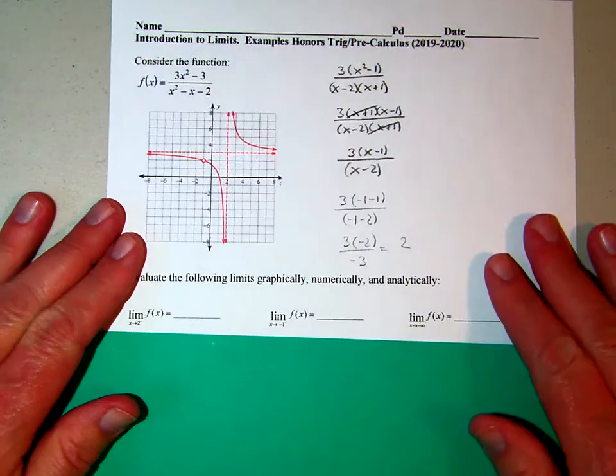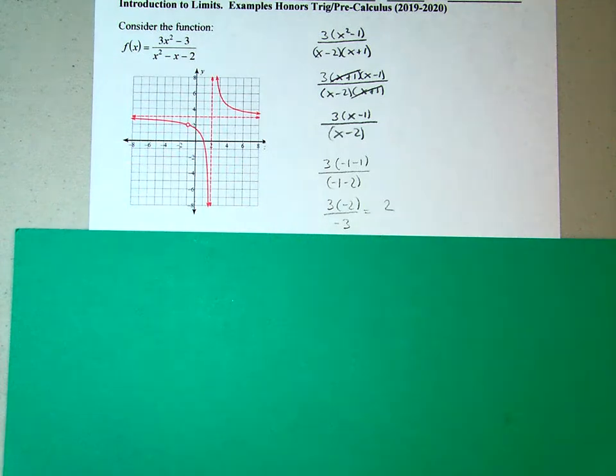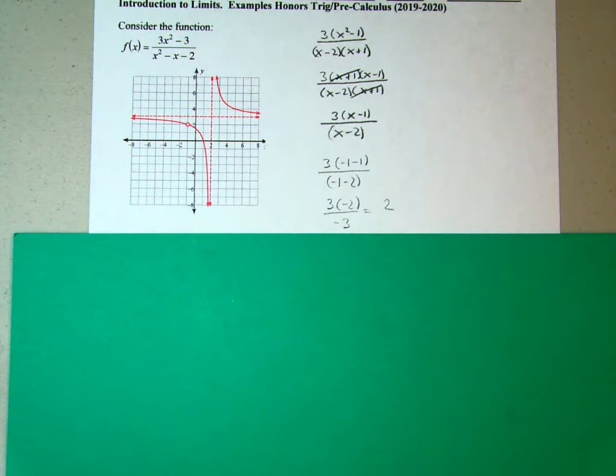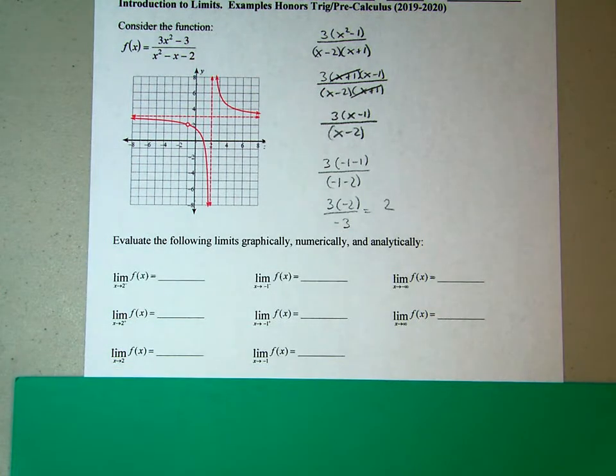All right, first problem that we're going to be looking at is this one right here. We have the function 3x squared minus 3 over x squared minus x minus 2, and they're kind enough to provide a graph for us of what this looks like. What we're going to be doing is evaluating these limits, and we're going to be doing it using the three different approaches you could take: graphically, numerically, and analytically. We do have a graph, so we're going to address that first.